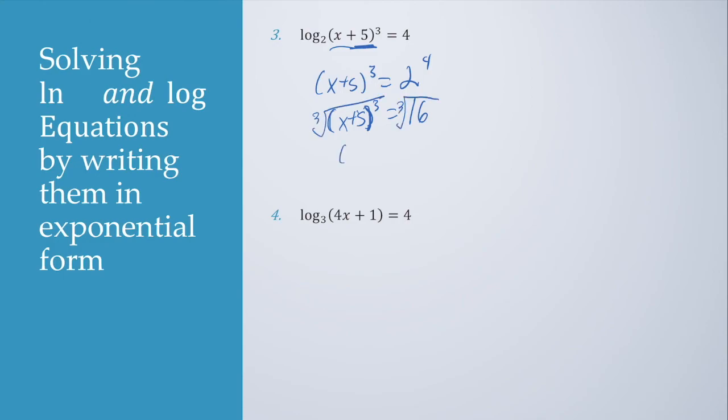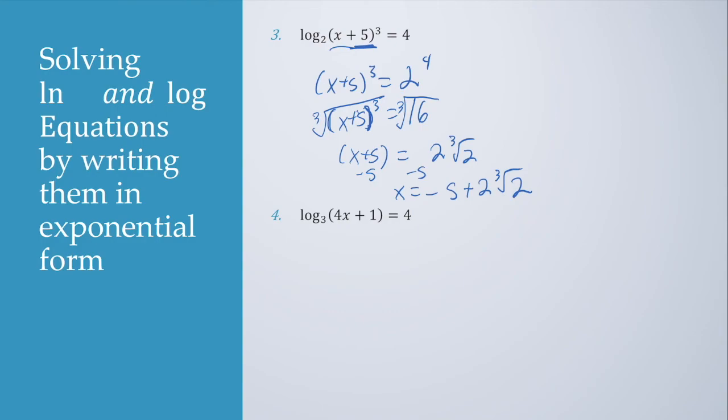Yes, I can do that. So I get x plus 5 equals the cube root of 16, which we know simplifies to 2 cube root of 2. I can subtract 5 from both sides. So I get x is negative 5 plus 2 cube root of 2.